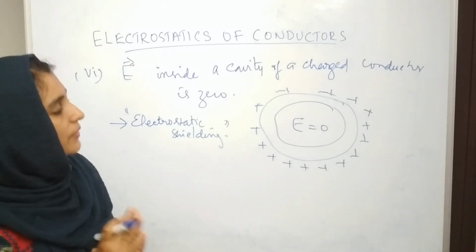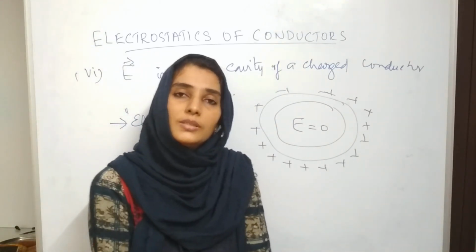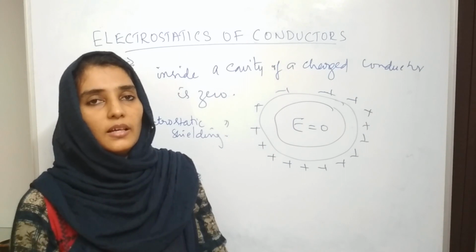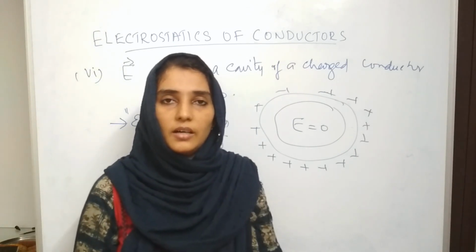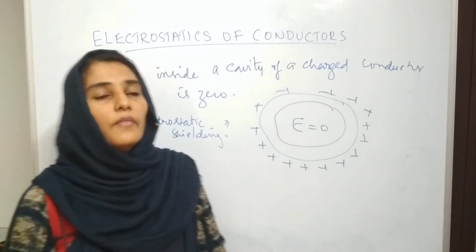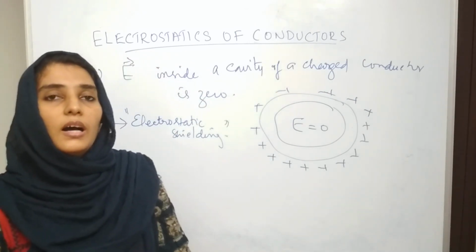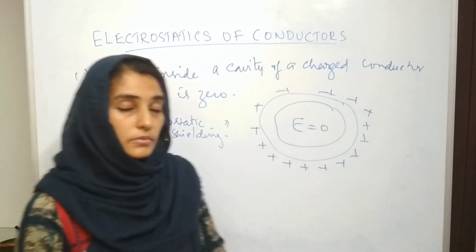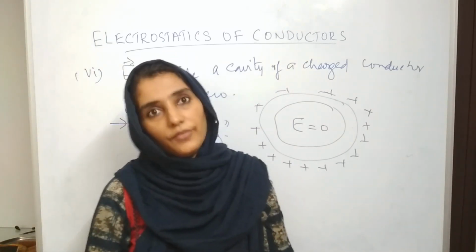The applications of electrostatic shielding: the most common one is that we always say it is safer to sit inside a car or a bus when there is strong lightning or thunder. At the time of thunderstorms, it is safer to sit inside a car or bus. The reason is that the metallic body of the car will act as a screen or electrostatic shield, which will protect you from the external electric field of the thunder or lightning. Okay, so that is one important real life application of electrostatic shielding.